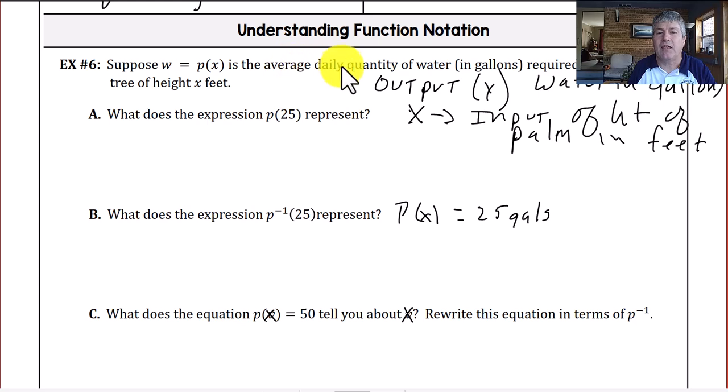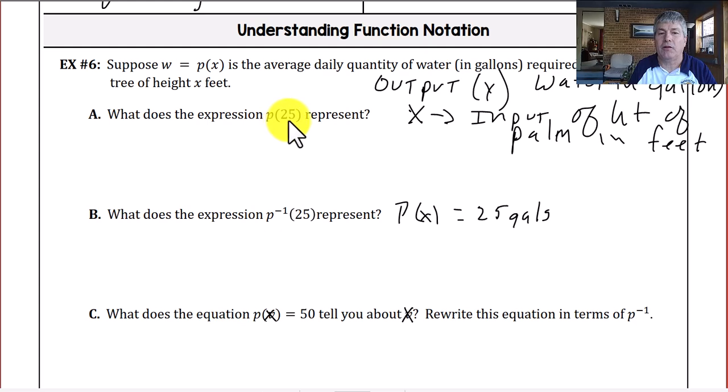P of X is the average daily quantity of water in gallons required by a palm tree of a height X feet. So our output, or our Y here, is our water in gallons, and our input is the height of the palm tree. So that's our X, is the height, and then we output how much water is needed for a tree of that height.